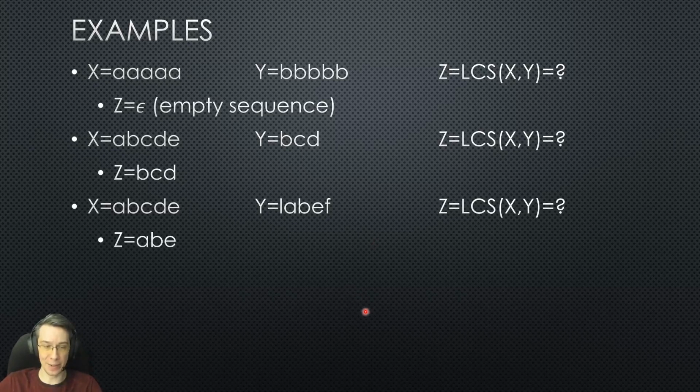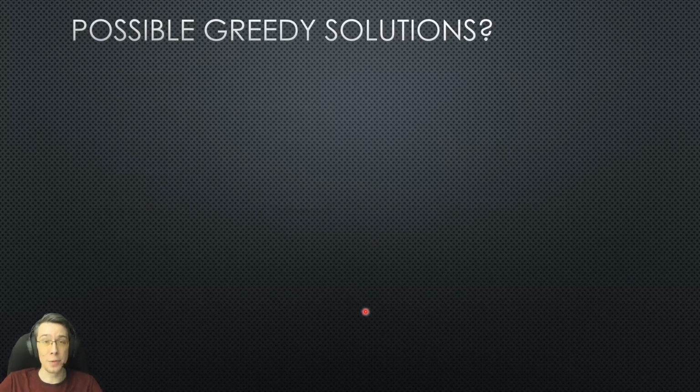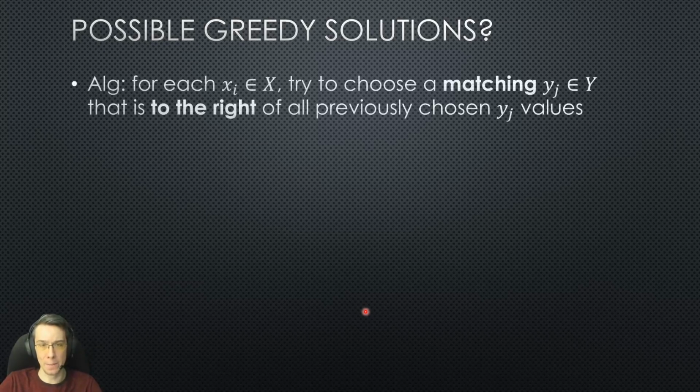My computer's pausing here. Okay, so could you solve the longest common subsequence problem with a greedy algorithm, perhaps? It sort of seems like it might be plausible at first glance, right? So here's a possible greedy algorithm. Suppose for each character in X, we try to choose a matching character in Y that's to the right of all previously chosen matching characters in Y.